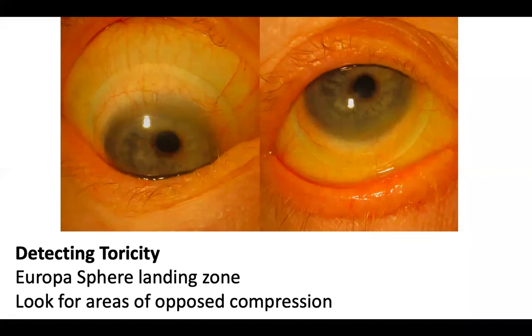Well, how do we detect toricity when we're using diagnostic lenses? Probably the best way is to start by adding an Europa scleral lens with a spherical landing zone.